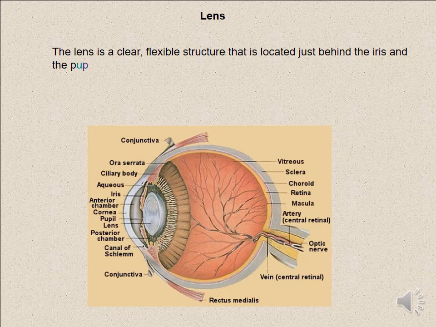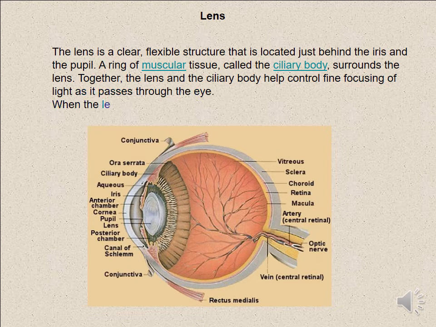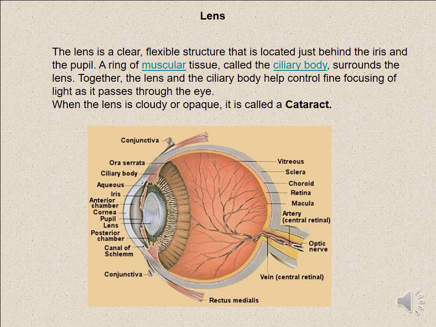Beyond the posterior chamber, we have the lens. The lens is a clear, flexible structure that's located just behind the iris and the pupil. A ring of muscular tissue called the ciliary body surrounds the lens. Together, the lens and the ciliary body help control fine focusing of light as it passes through the eye. When the lens is cloudy or opaque, it's called a cataract.